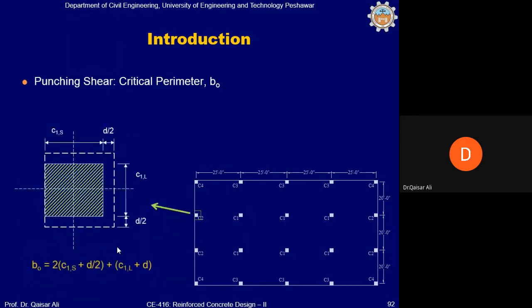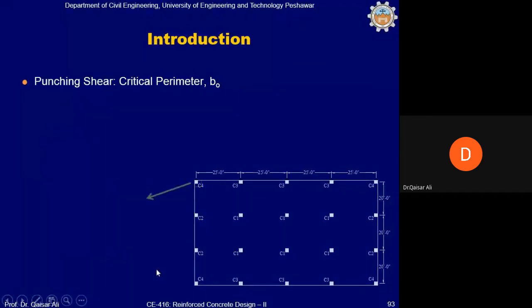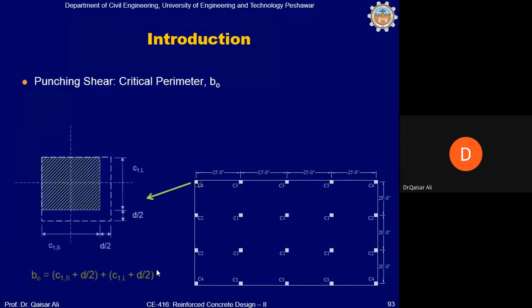So the critical shear parameter for an H column is calculated in this manner because the column does not extend on this side. So we have two sides on this and one side on this side of the column. So these two sides will be 2 into C1S plus d by 2, and this will be 1 into C1L plus d by 2, and d by 2 means d. Or in a corner column, similarly, you can calculate b naught in this manner.